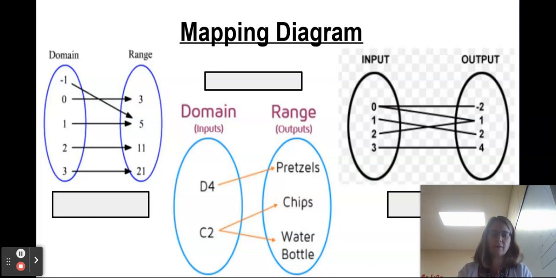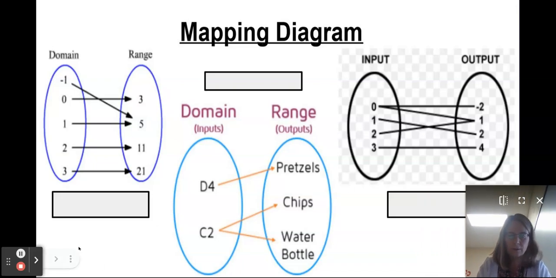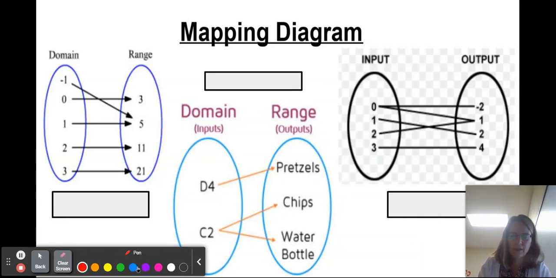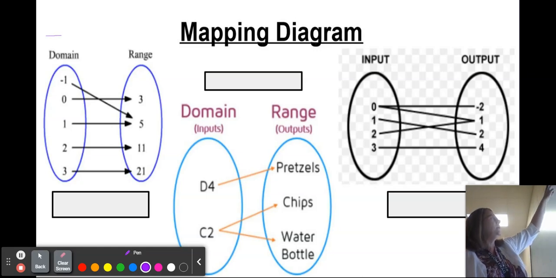So what you're looking at right now is a mapping diagram. So let me show you how this works. It's not much different than a table. Okay. So with a mapping diagram, first of all, you have domain and range. Well, domain is the same as your input, and range is the same as your output.